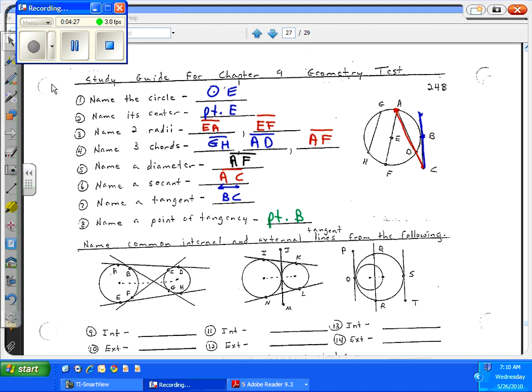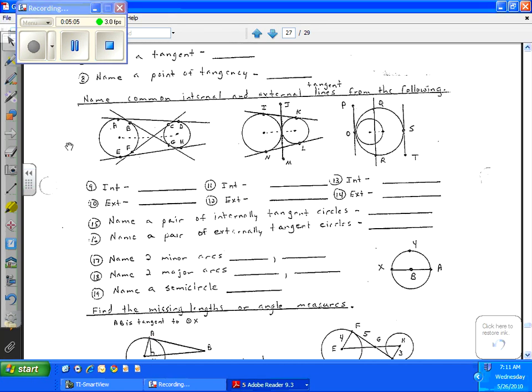I said that kind of backwards. Let me back up. A secant is a line that intersects a circle in 2 points. A tangent is a line that lies in the plane of a circle and intersects the circle in 1 point. If it intersects a circle in 2 points like a secant, it's automatically going to lie in the plane of it. And then the point of tangency is the point where the tangent line intersects a circle.